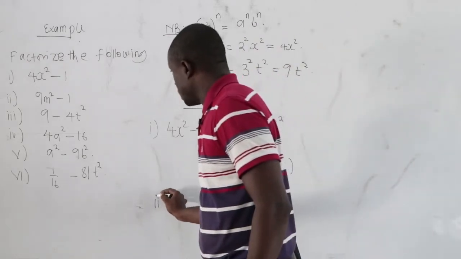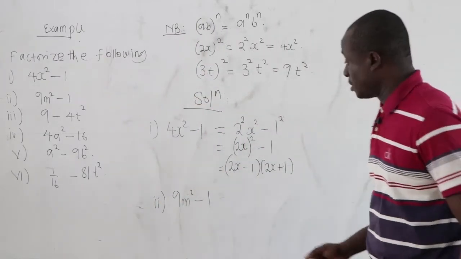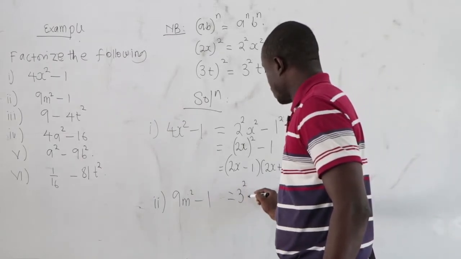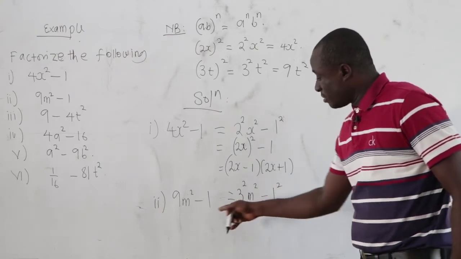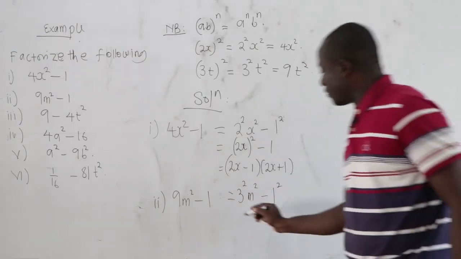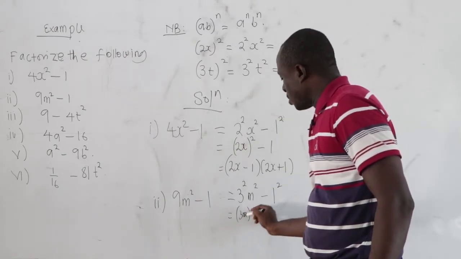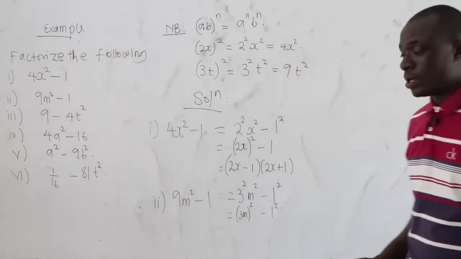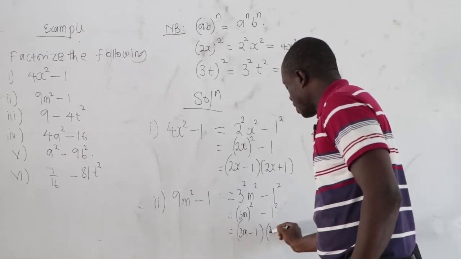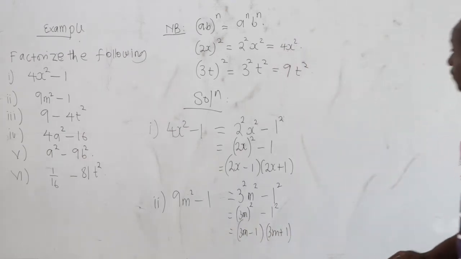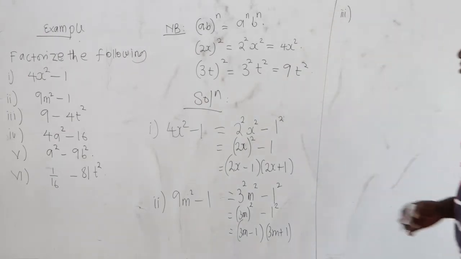Now let's see the second one. We have 9m squared minus 1. You can change 9 as 3 squared. So here we have (3m) squared minus 1 squared, because 1 times 1 is 1. That's why I've changed it to 1 squared. Now applying this property, this is (3m) all squared minus 1 squared. And this is just 3m minus 1, 3m plus 1. Very, very easy.